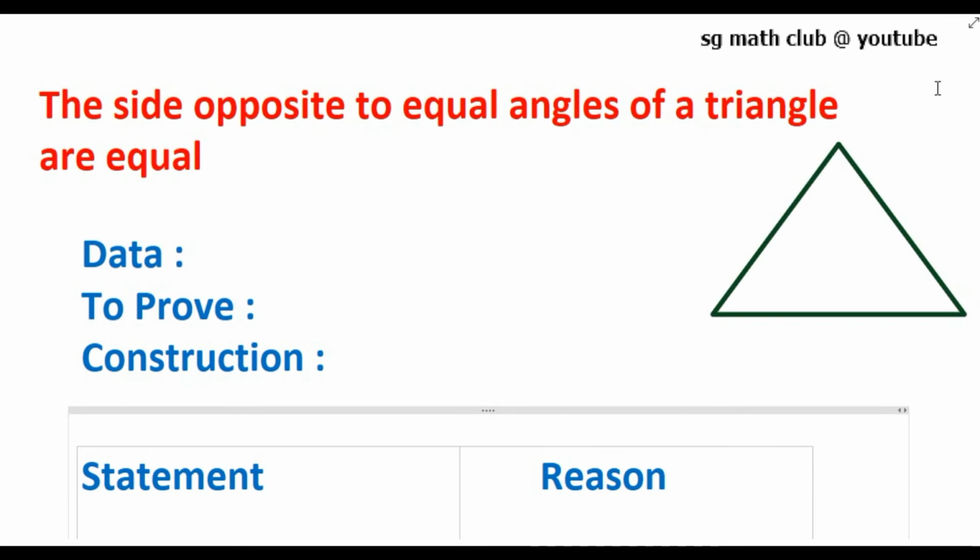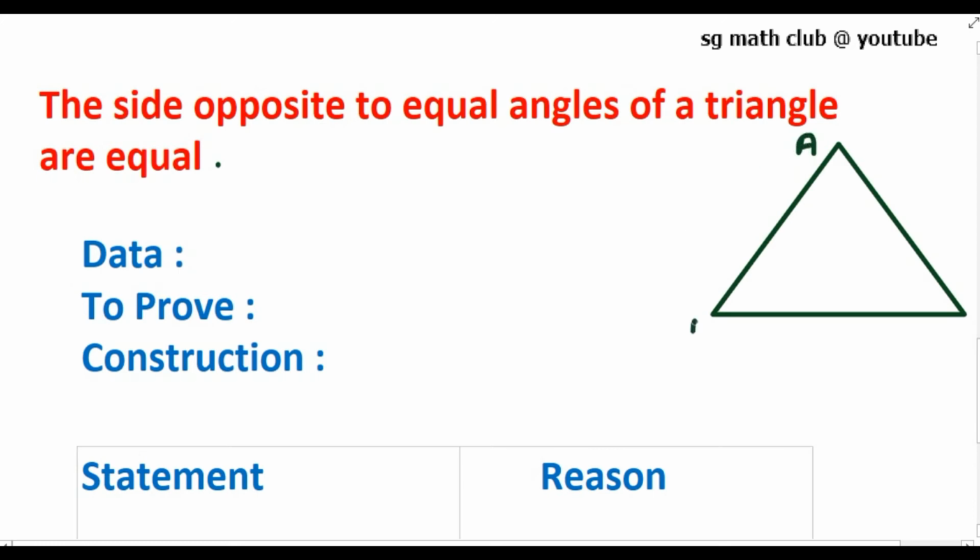Now next, just the converse of the above statement. That is, just now we have proved that angles opposite to equal sides of a triangle are equal. This is the converse of the above statement: the sides opposite to equal angles of a triangle are equal. So here again we have the triangle ABC.